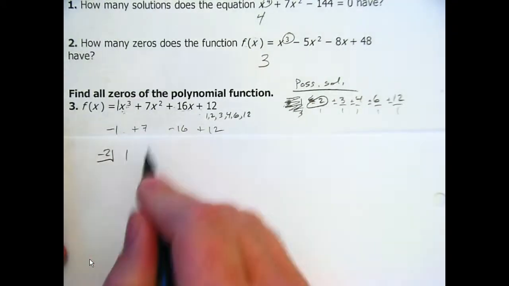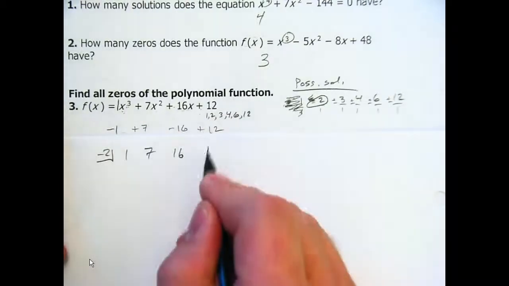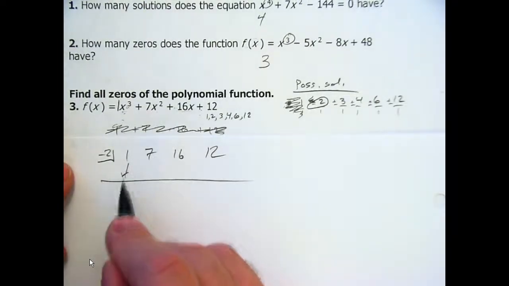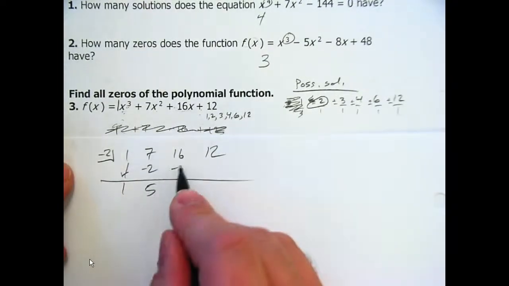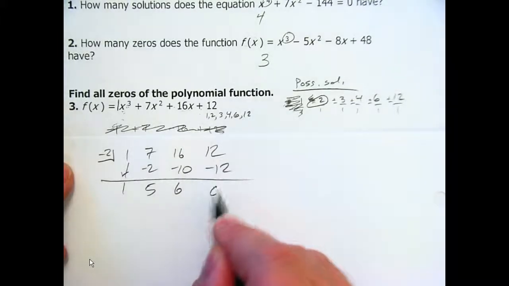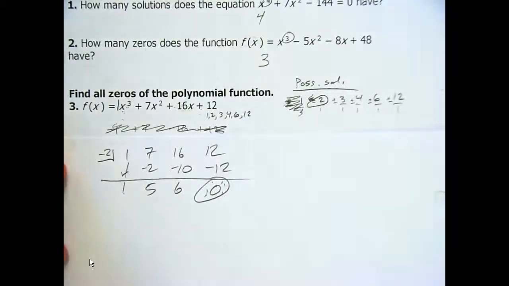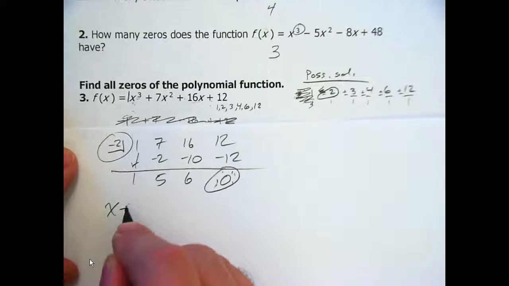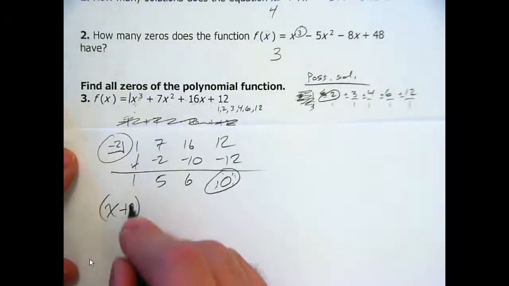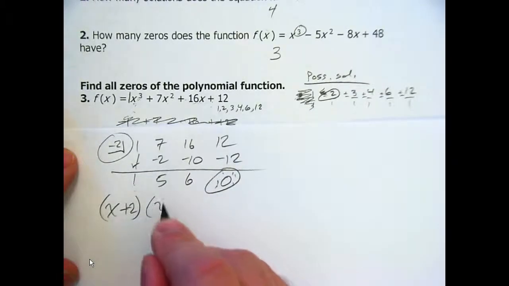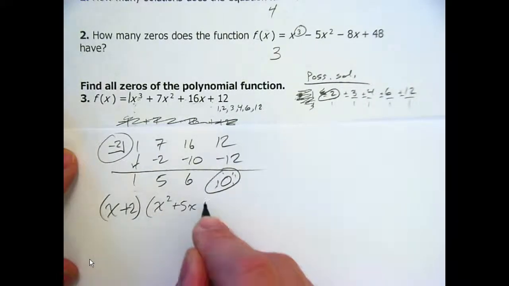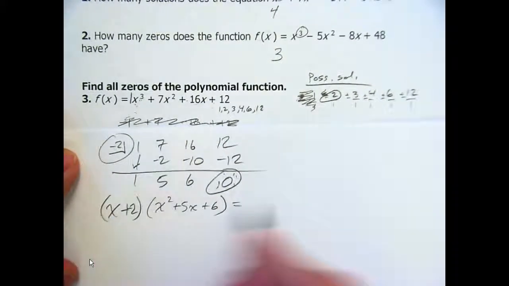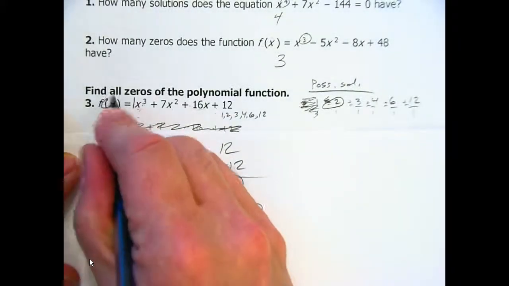We'll go 1, 7, 16, and 12 so that we're not confused. Let me kind of wipe that out there. Okay, this becomes 1, negative 2, 5, negative 10, 6, and negative 12, 0 with sprinkles on top. All right, so we have this factor, x, what is it? Plus 2. And this right here, all right, x squared plus 5x plus 6. Okay, all that equals 0. Okay, we plugged in negative 2 here. We didn't actually show it, but we did.